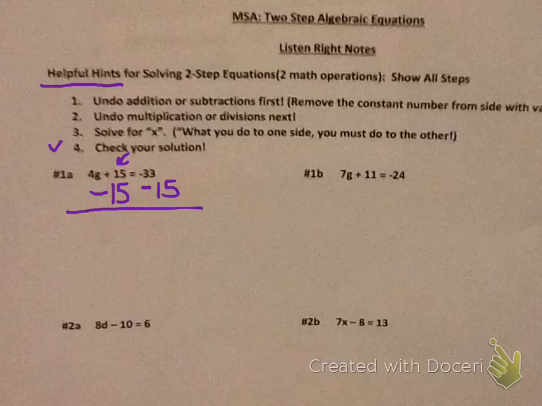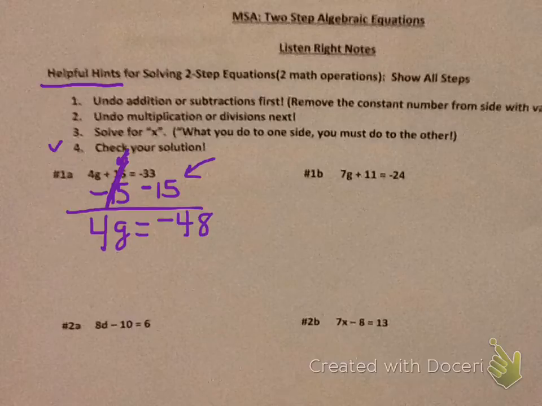So here on the left-hand side, 15 minus 15 is 0, so they cancel each other out. So I'm just going to put a line through them, and that leaves that side as 4g. Over here on the right-hand side, right here where I pointed to, we have negative 33 minus 15. So we're at negative 33, and we're going to keep going down in the negative direction, 15 more places. So that is going to put us at negative 48.